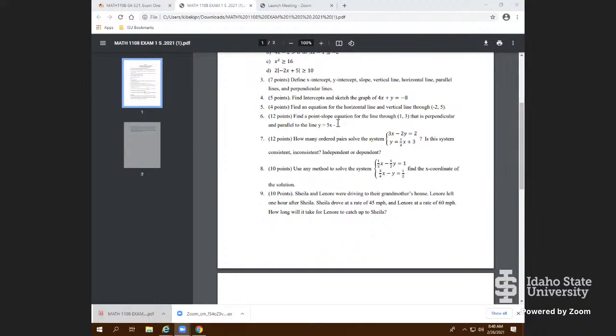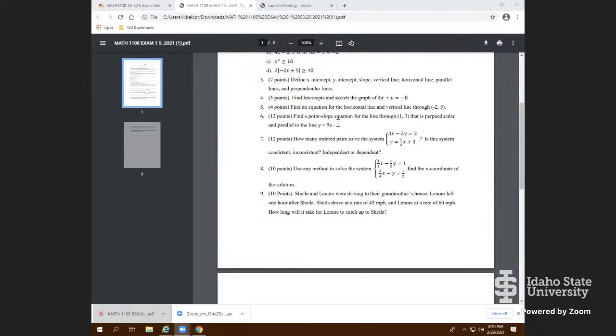So question number 6 says, find a point-slope equation for the line through (1, 3) that is perpendicular and parallel. Each one of them was 6 marks. So if you do the perpendicular one, you get 6 marks. You do the parallel one, you get 6 marks. 6 points.